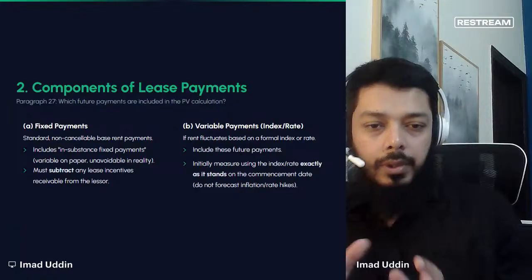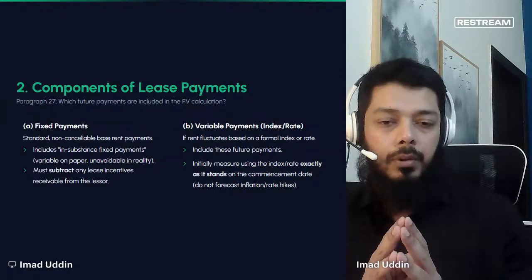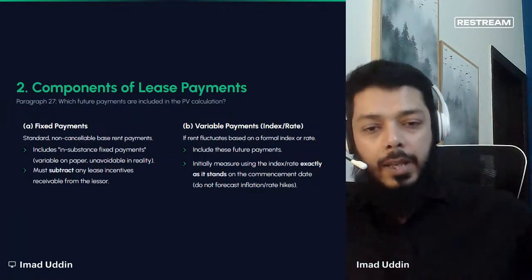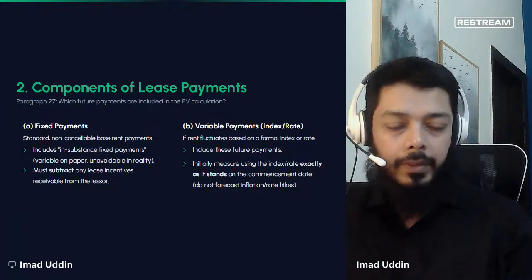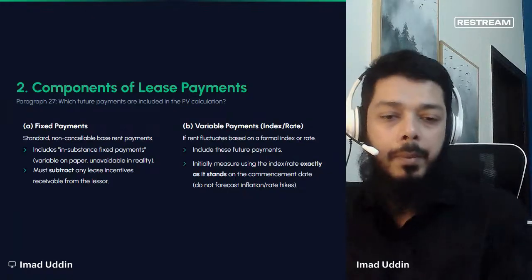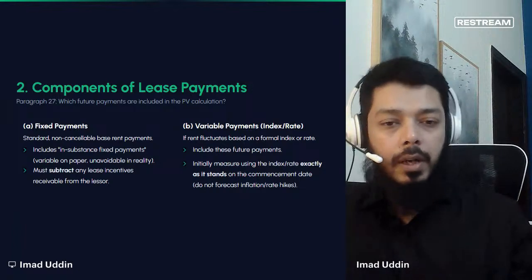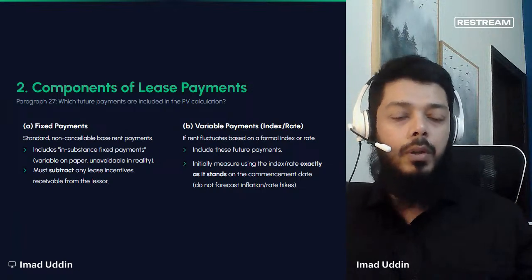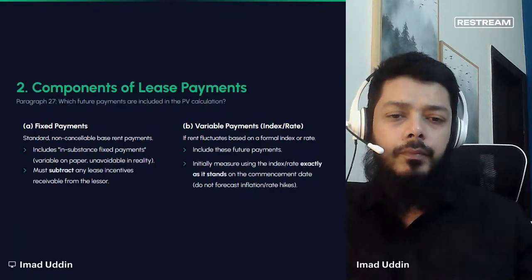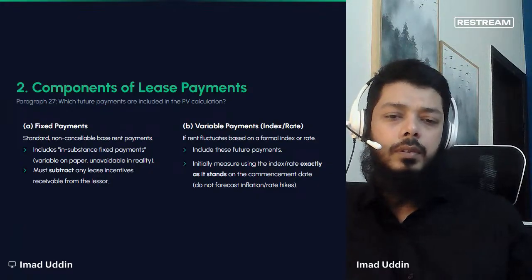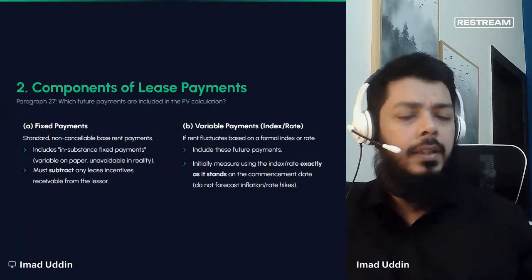The second component is the variable payments, but most variable payments or several kinds of variable payments are not included in the present value of lease liability. And so we need to understand which variable payments are included and which are not included. Those which are included are basically those which fluctuate based on an index or a rate. And so what exactly might these index or rates be?